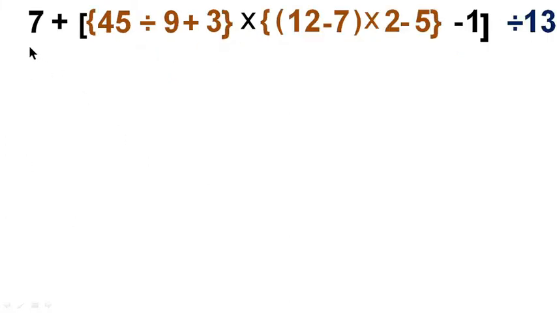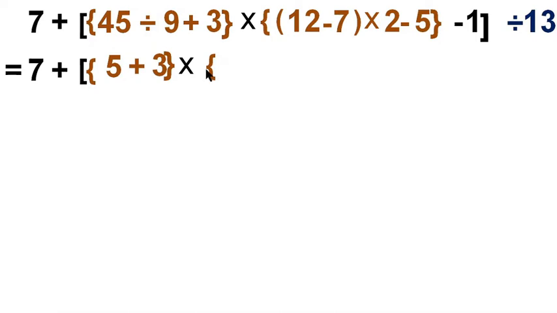This one is a long simplification, very long simplification, but it is very easy. In this simplification we get here first bracket, so we will subtract here at first line. So from 7 to here this second bracket we will write down here same. Here we can divide 45 by 9. If we divide, we get 5, and all these will be written here same.